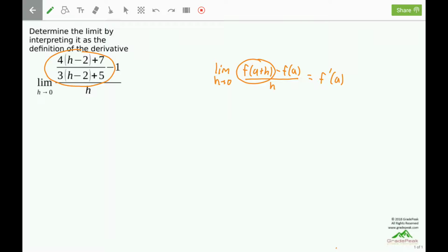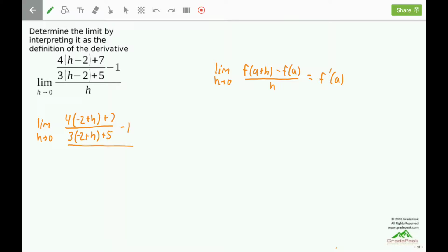Right now we have it as h minus 2. We will want to rewrite that. And so we can rewrite that as limit as h goes to 0 of, instead of 4 times h minus 2, 4 times minus 2 plus h. It means the same thing, but then it's written in the form of a plus h. And then plus 7, and then likewise in the denominator here, it'll be 3 times a negative 2 plus h plus 5, and then minus 1 all over h.